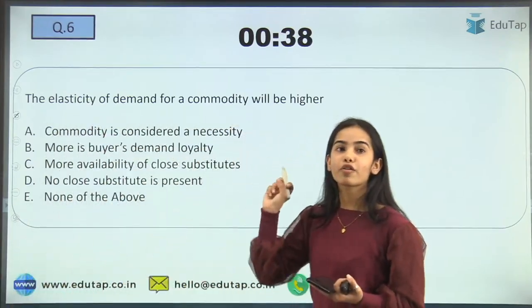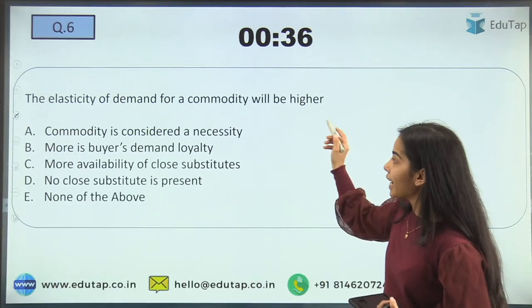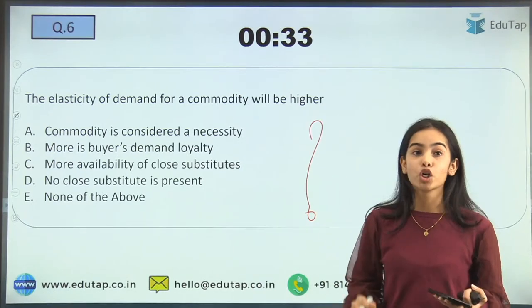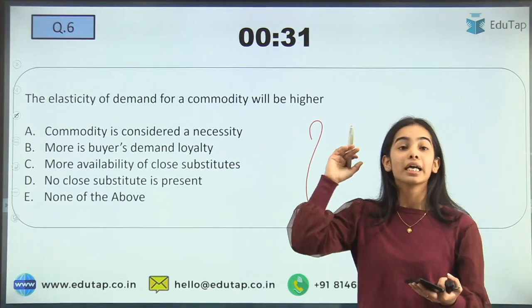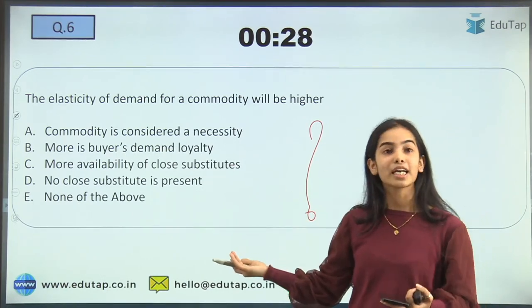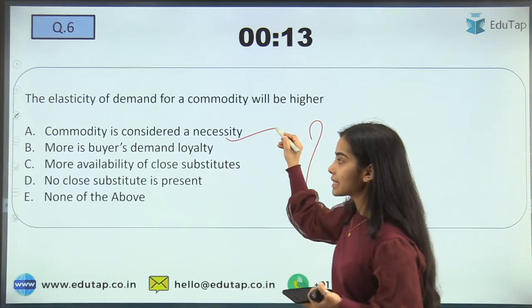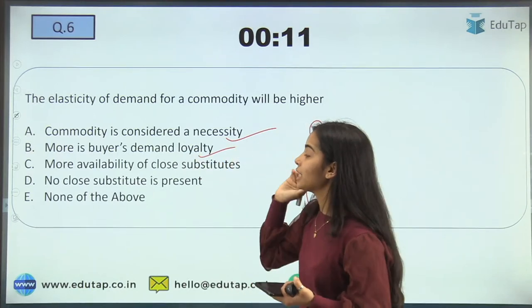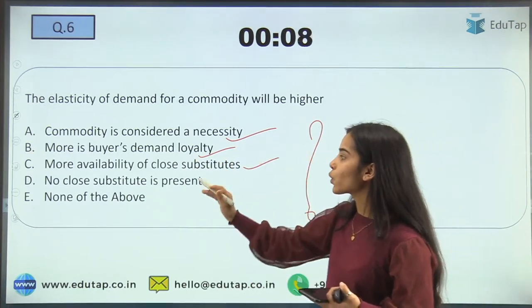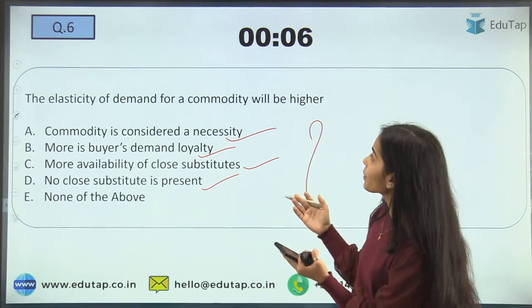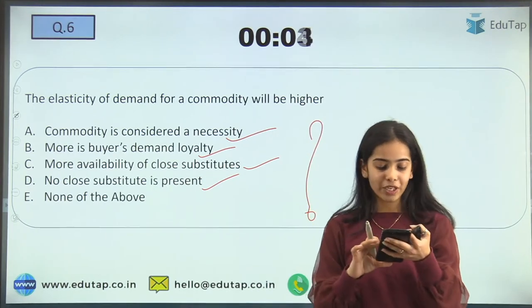Next question is, the elasticity of demand of a commodity will be higher when what of these things happen. So you have to tell when the demand elasticity will be higher. Try to give the right answer of this one. Should it be commodity is considered a necessity, more loyal buyers, more availability of close substitutes, or no close substitutes is present.